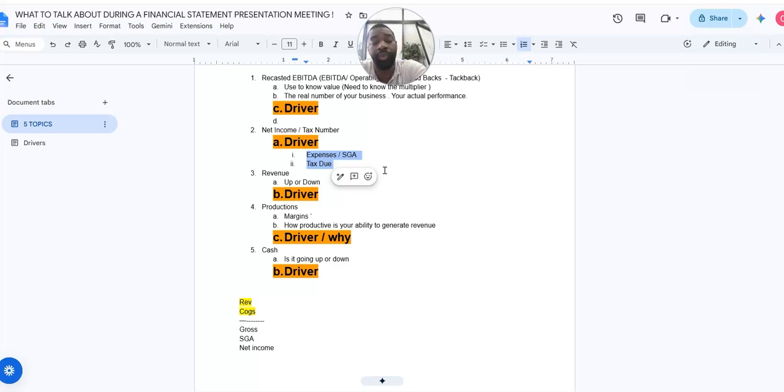Once again, we call this our financial statement presentation meeting. This is one of our cornerstone services. It's the basic level that all tiers of our clients get, right? No matter what tier you're on, it's going to start with the financial statement presentation meeting.